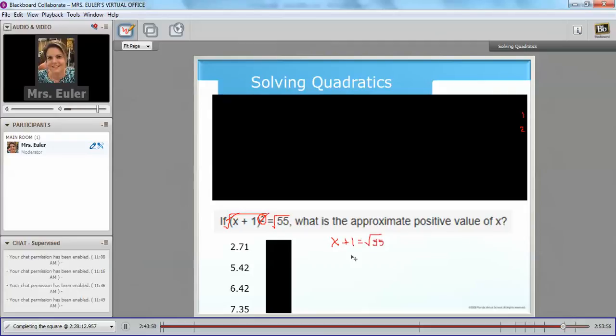Since we're finding the approximate value, I'm just going to plug square root 55 into my calculator, and it's going to give me something like 7.42. So x plus 1 equals 7.42. And finish solving for x. Subtract 1. x equals 6.42 is going to be our answer.